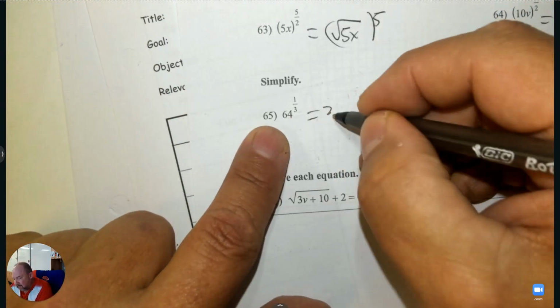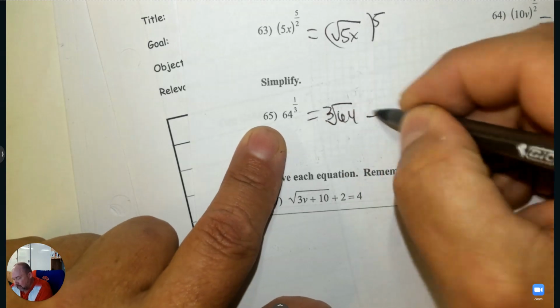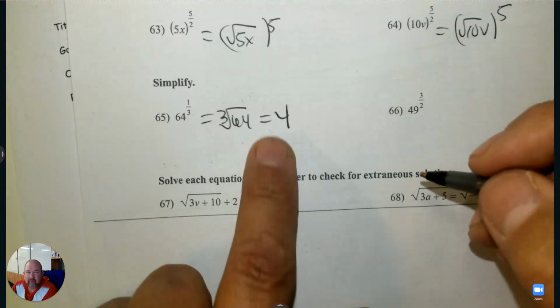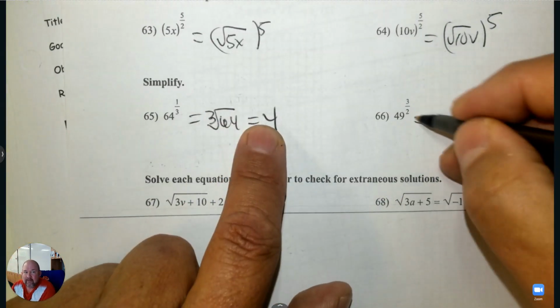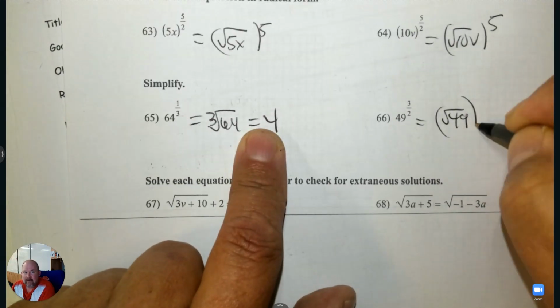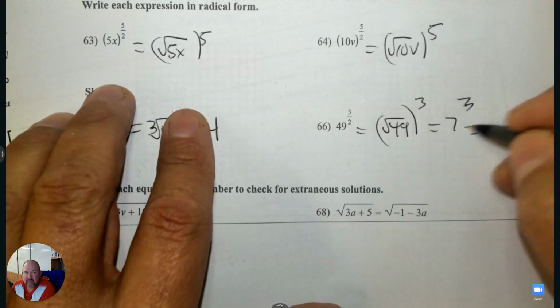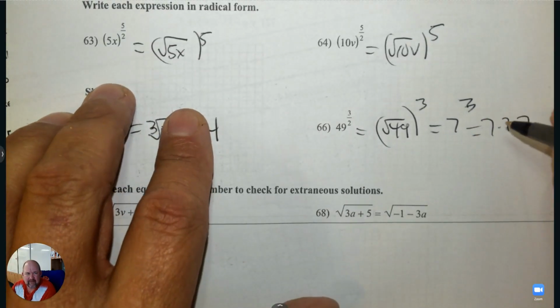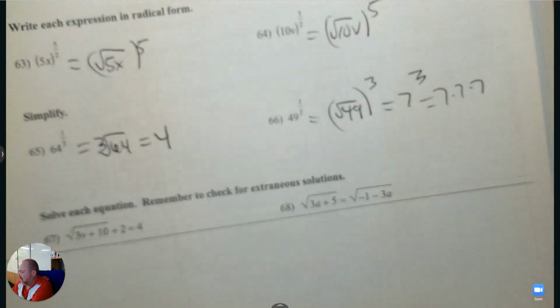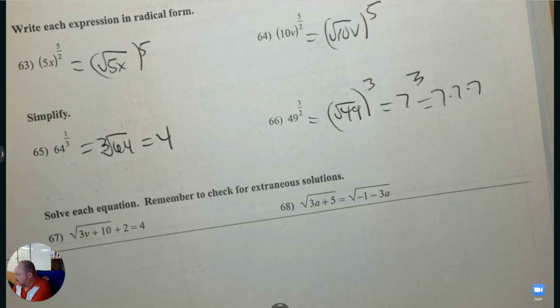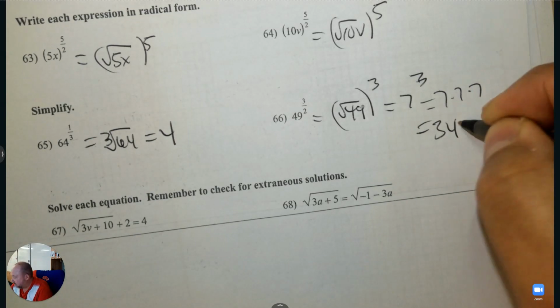Could I fully simplify this? This is the cube root of 64. That number 3 times itself, that equals 64, is 4. This is the square root of 49, and then to the power of 3. So that's 7 to the power of 3, which is 7 times 7 times 7, which I think is 729. Let's see. I'm going to use a calculator, cheat thing. No, you don't get a calculator. 343. I was wrong. All right.